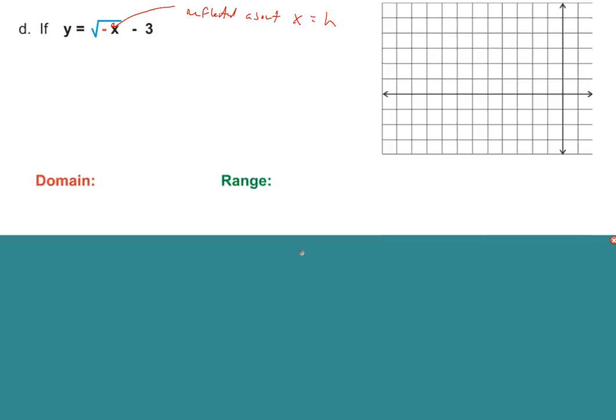Reflected about x equals h. All right, what's the vertex here? What's the h value? 0, and the k is -3, right? So we have a vertex at 0, -3, right there. X and y axis, 0, -3.